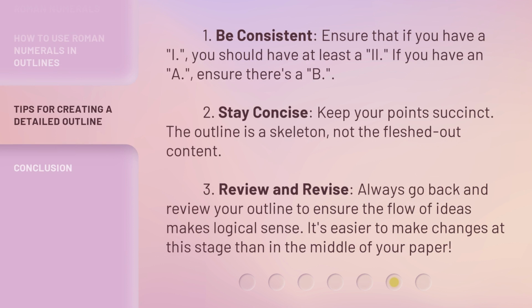1. Be consistent. Ensure that if you have a I, you should have at least a II. If you have an A, ensure there's a B. 2. Stay concise. Keep your points succinct. The outline is a skeleton, not the fleshed-out content. 3. Review and revise. Always go back and review your outline to ensure the flow of ideas makes logical sense. It's easier to make changes at this stage than in the middle of your paper.